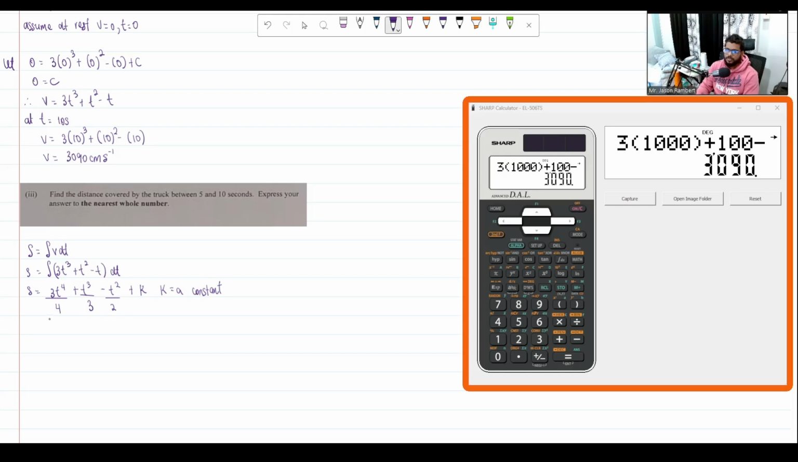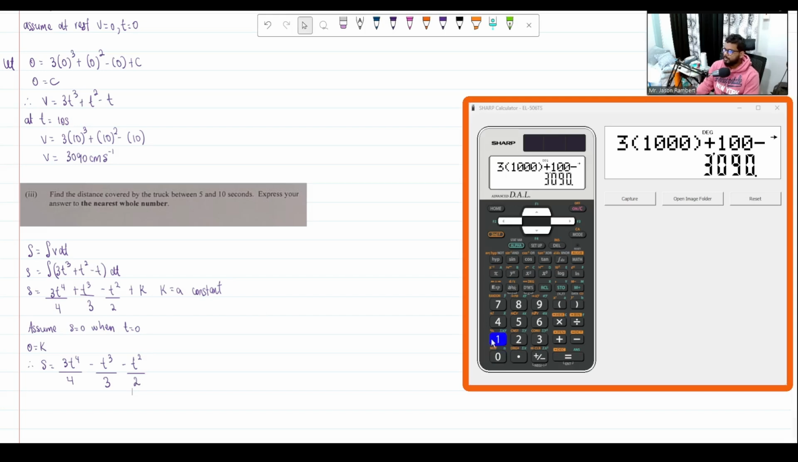Again, they didn't give us any information, so we assume that s is 0 when t is 0. You don't have to go through a full set of working. We get 0 is equal to k. So, therefore, s is equal to 3t to the power 4 over 4 plus t cubed over 3 minus t squared over 2. And we're good to go.